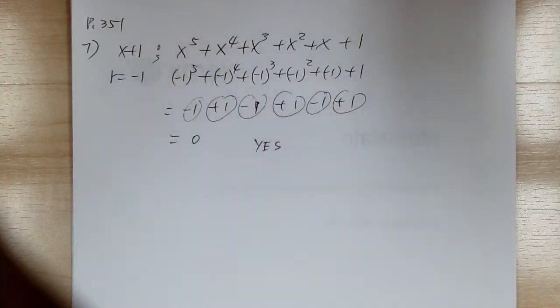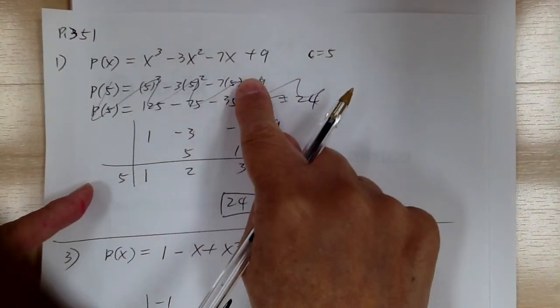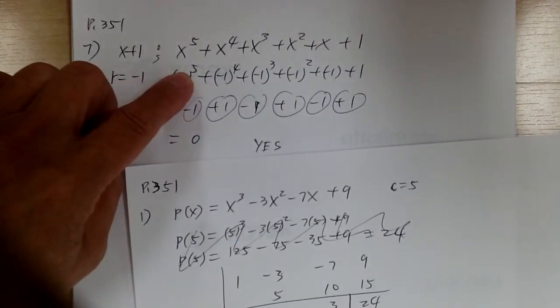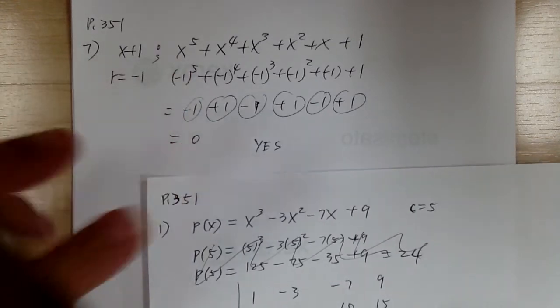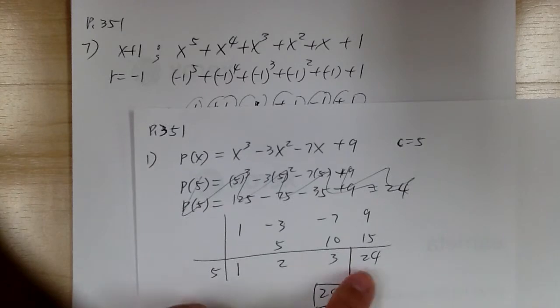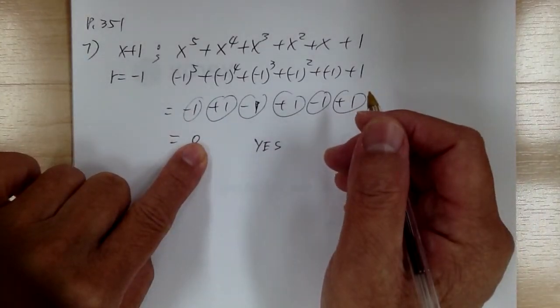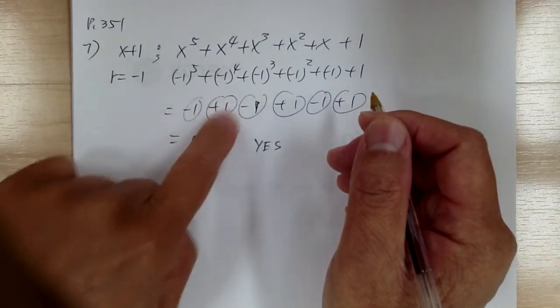So you can notice that synthetic division and substitution are interchangeable. When you do a substitution and get 0, that means your remainder is 0. So again, substitution and remainder are interchangeable. Since the remainder is 0, this divided by this has remainder 0, so yes, this is a factor of this.